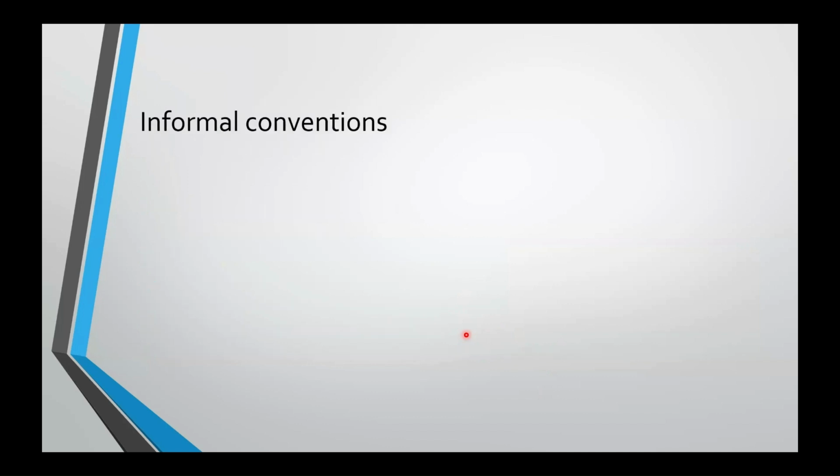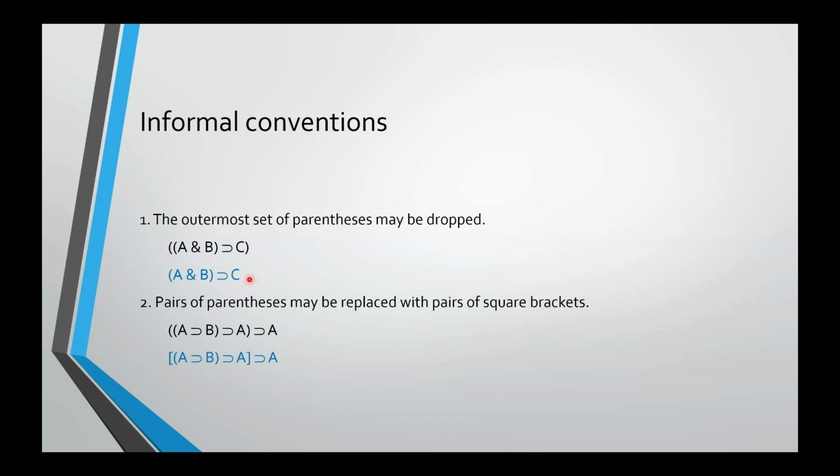Then we adopt 2 informal conventions. First one is that you can drop that outermost set of parentheses. So if you have this sentence, for example, you can just reduce it to this one. Second informal convention is that pairs of parentheses may be replaced with pairs of square brackets. So instead of this sentence, you could replace it with this one. That then covers our definition of sentences of SL and the informal conventions that we're using in this course.